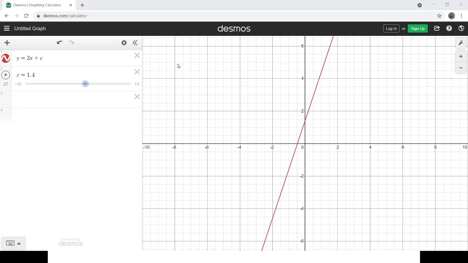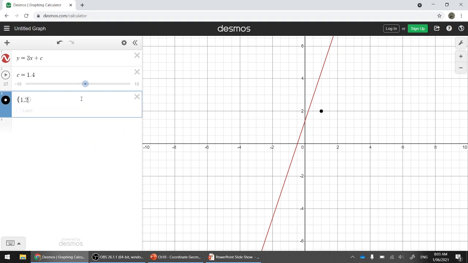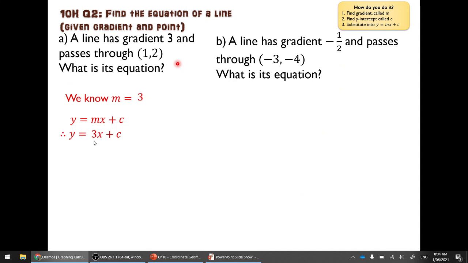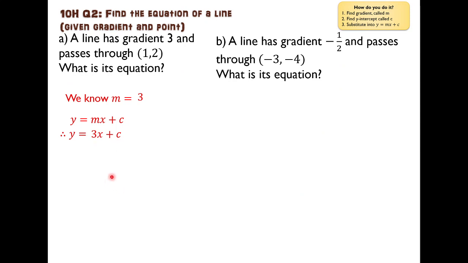Well, in Desmos, we could plot the point 1, 2. And then I could just change this until, there we go. Somewhere about there. It's kind of hard to see, isn't it? So it looks like c is going to be about -1 or so. But let's see if we can find it without graphing it. We're going to use algebra.